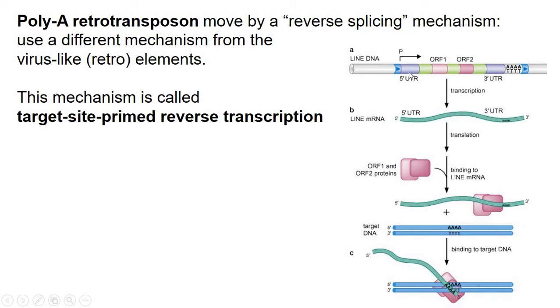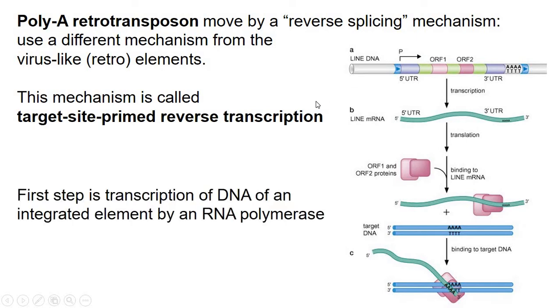In this example here, because these poly-A retrotransposons, remember, their structure is similar to mRNAs. They have a 5' UTR, a 3' UTR, 2 ORFs, and a poly-A tail. In these elements, the 5' UTR contains the promoter sequence. That's where the transcription will start. So again, this is the transcription start site. This is the promoter sequence and 5' UTR. The first step is transcription of the DNA of this integrated element by an RNA polymerase.